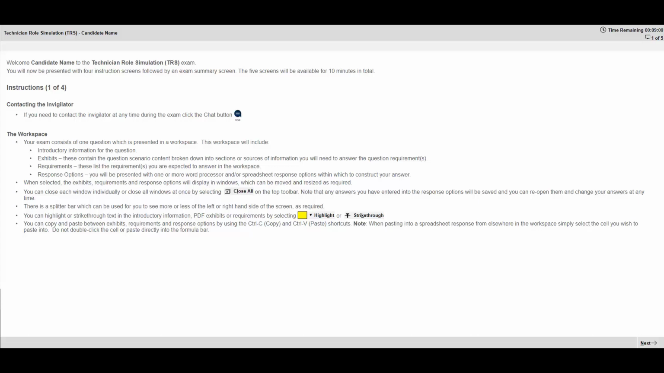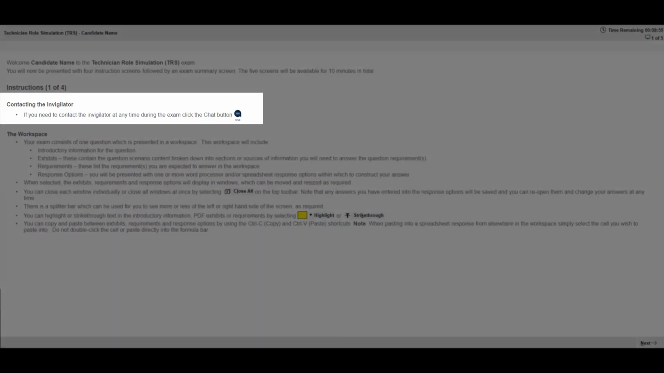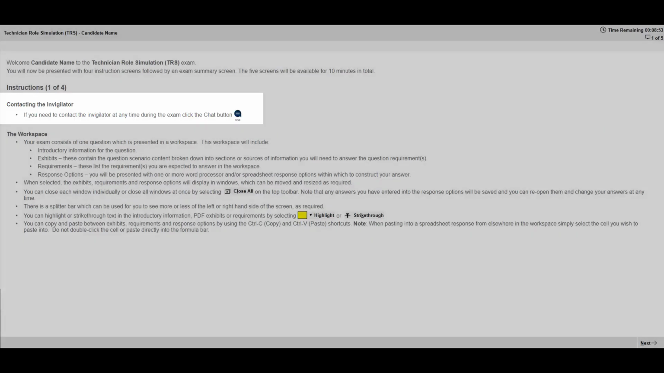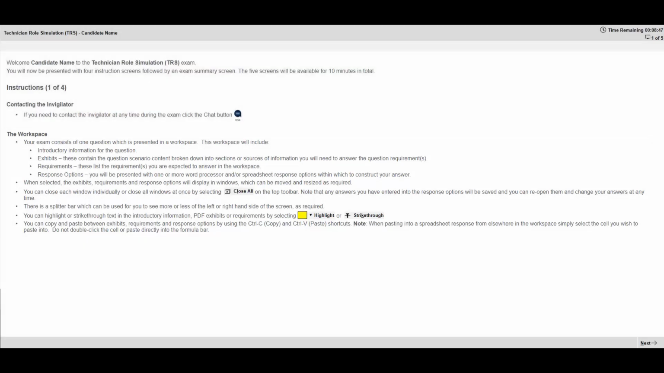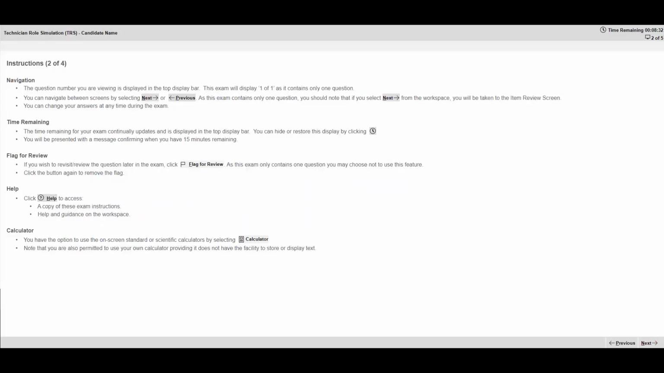The rest of the information on this screen explains how to contact the invigilator if you're sitting the exam remotely, and details of the workspace, which we will look at in detail later on. So let's select Next again. This screen focuses on the exam environment, such as navigation, getting help, and the calculator. Let's move on to the next screen.